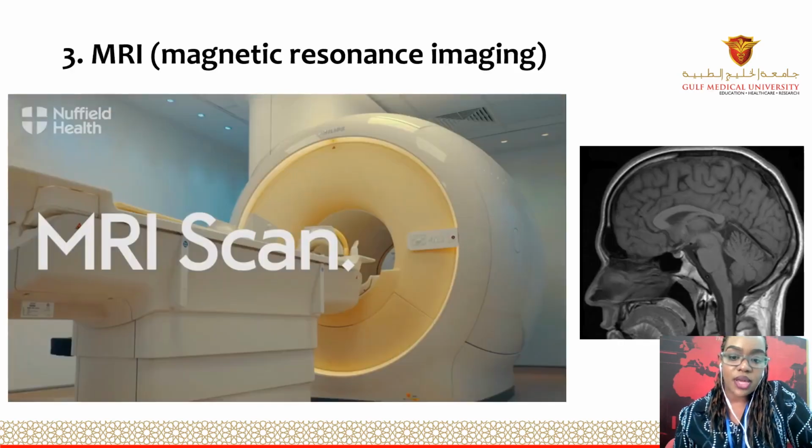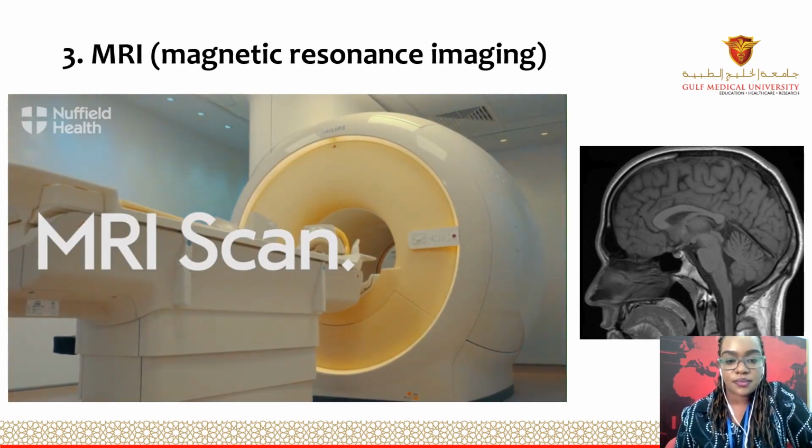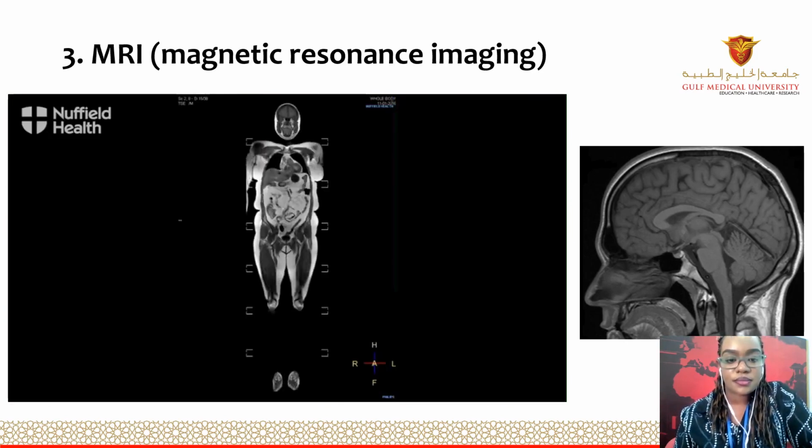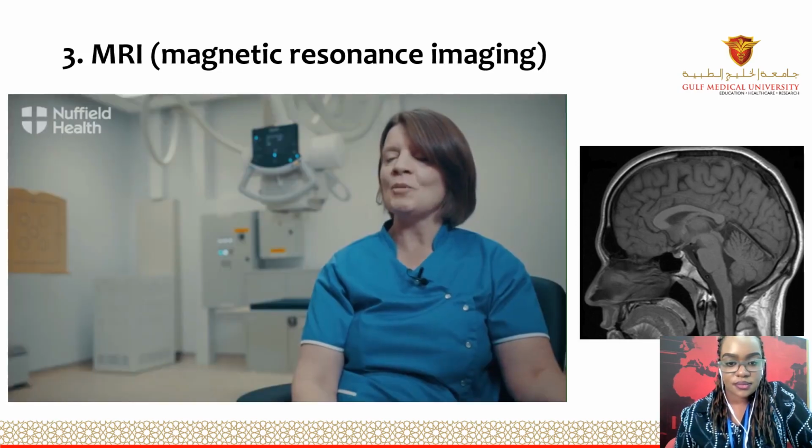Next, we have the MRI, magnetic resonance imaging. This is also another type of imaging we use in the department. MR doesn't use X-rays at all. It uses radio waves and a magnet to make the pictures, and lots of complicated physics.